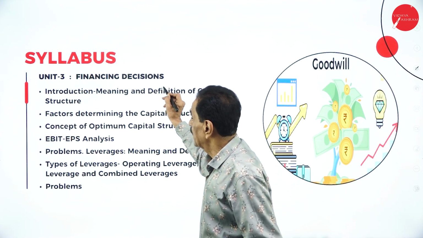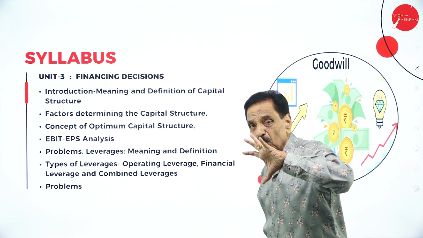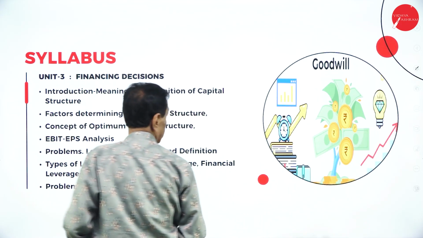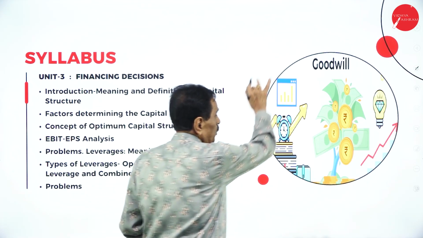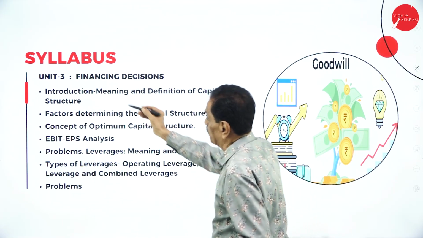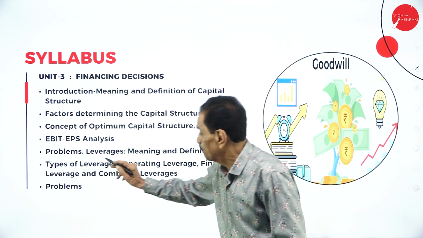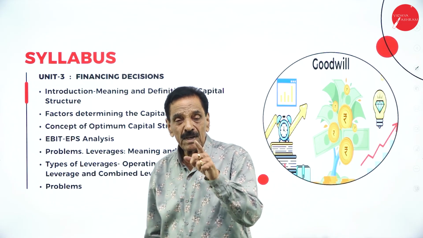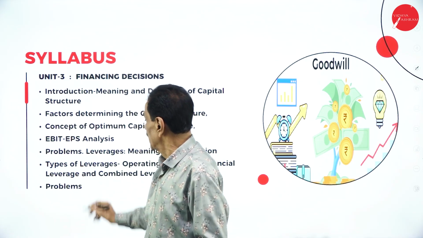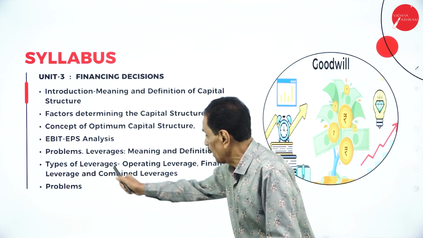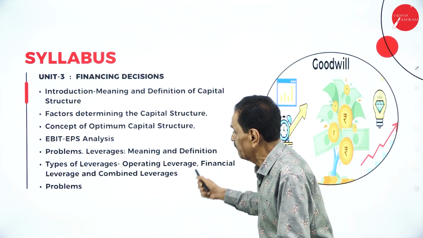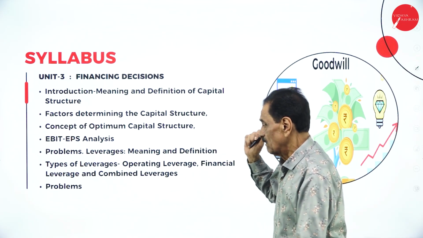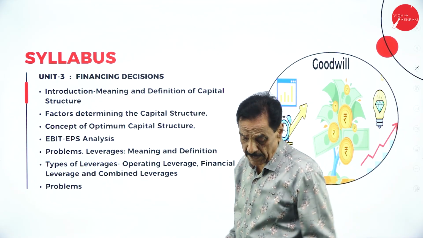Then finance decision, where the most important thing is how the finance decision takes place. Factors determining the capital structure. The goodwill of the entire company depends upon the finance decision. Problems on EBIT. What is EBIT? I told you, earnings before interest and taxation. This is called earnings per share. Problems, leverages, meaning and definition, types of leverages, operating leverage, financial leverage, combined leverage.